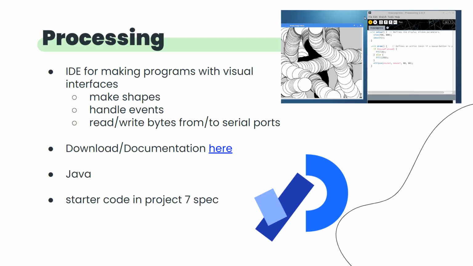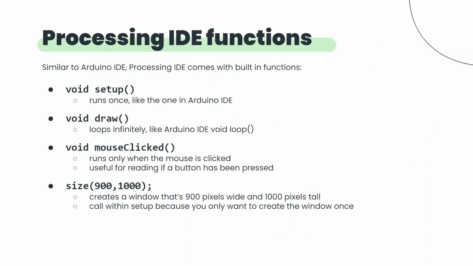We also have some code for you in the Project 7 spec when that releases, which will also get you started. But let's get into it a little bit. So here are the main functions that we're going to be using. Just like Arduino IDE, we have void setup, which runs once. But instead of void loop, they use void draw, and that is going to do pretty much the same thing as void loop, which will just loop infinitely.